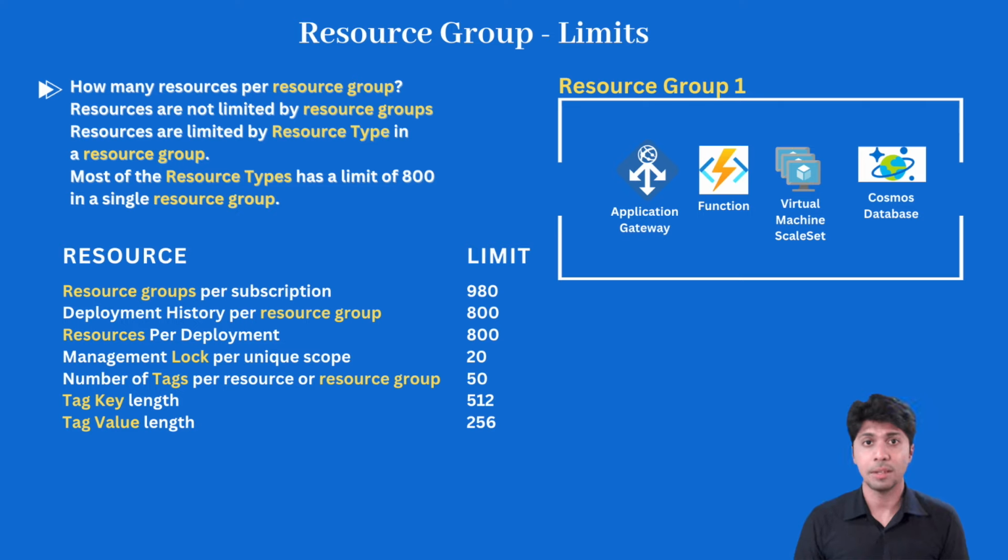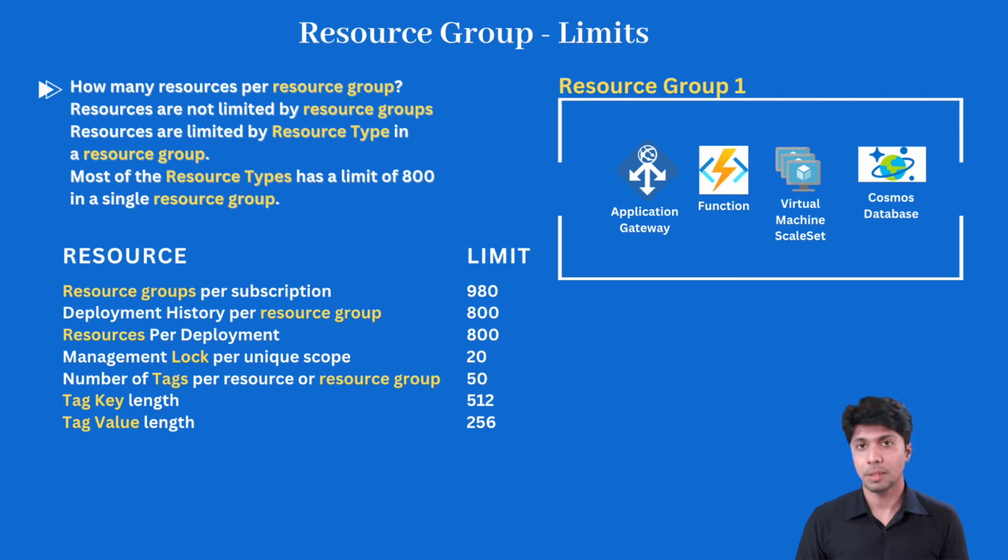Next is deployment history, which is 800. Azure retains the deployment history. Whenever you deploy something in a resource group, it maintains the history of it, where you can see how many resources were successfully created, how many failed, and what the exact error is if we get some kind of error. So we keep on deploying newer versions and it keeps 800 entries of the deployment history. We'll understand deployment history in depth in the upcoming videos.